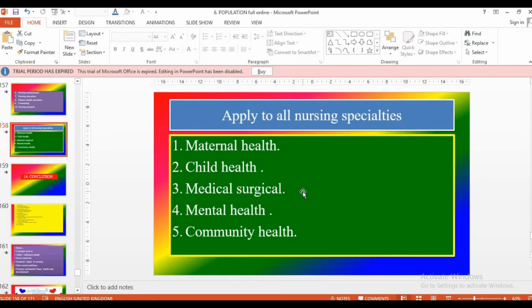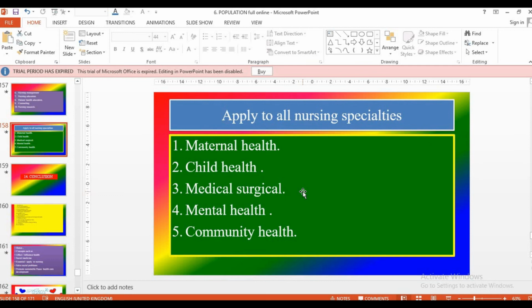Then apply to all nursing discipline and specialties. As we know that when you read the specialty books, every disease is started with the demographic, social, epidemiological data. For example, cardiovascular disease. How many people are affected in a particular population. How important it is to study. And how to solve that healthcare issue, etc.